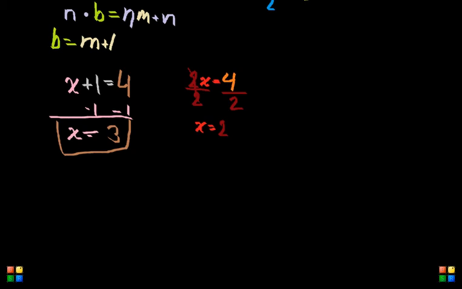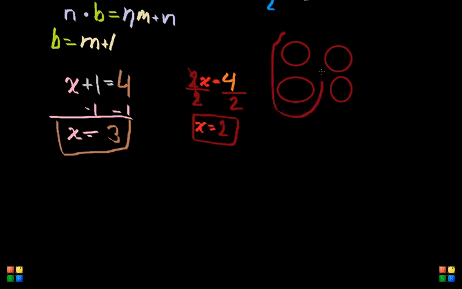Okay? So x is equal to 2. Because 4 divided by 2 is equal to 2. And if you need to see it using the circle method, 1, 2, 3, 4, circle it into 2 even groups. So 1 and 2. They have the same number of circles in each group, so it's even. And the number of circles in each group is the answer. There are 2 in each group, so the answer is 2.